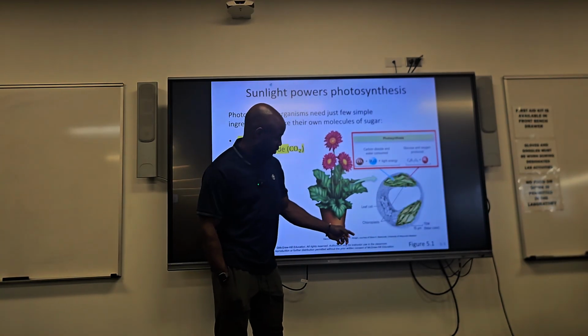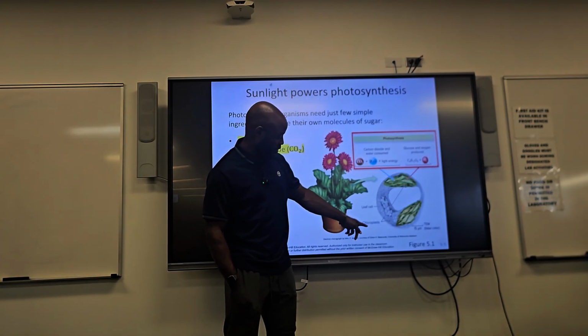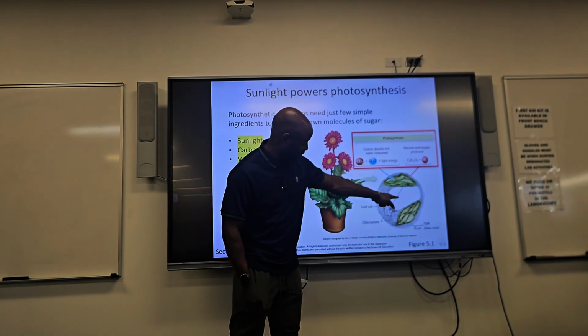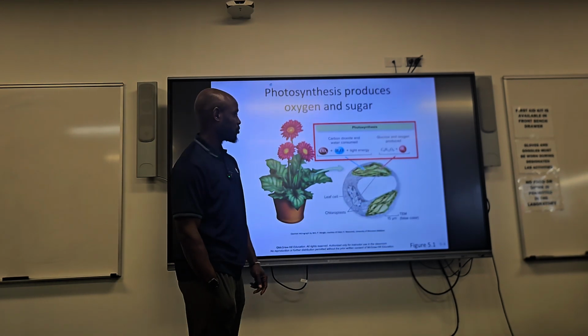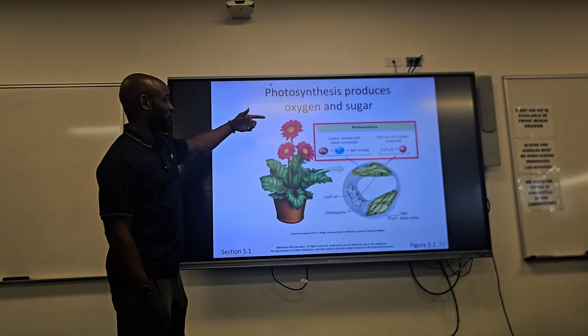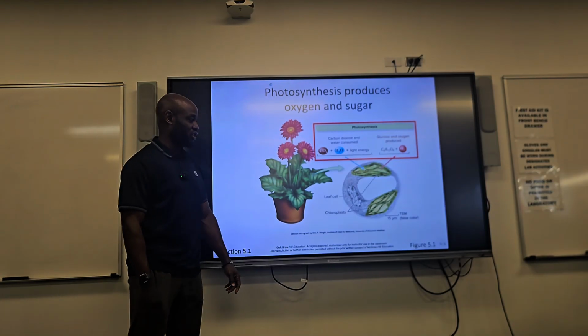Here we have a leaf cell. See the chloroplast here and the vacuole in the middle. Photosynthesis produces oxygen and sugar. We just talked about that.